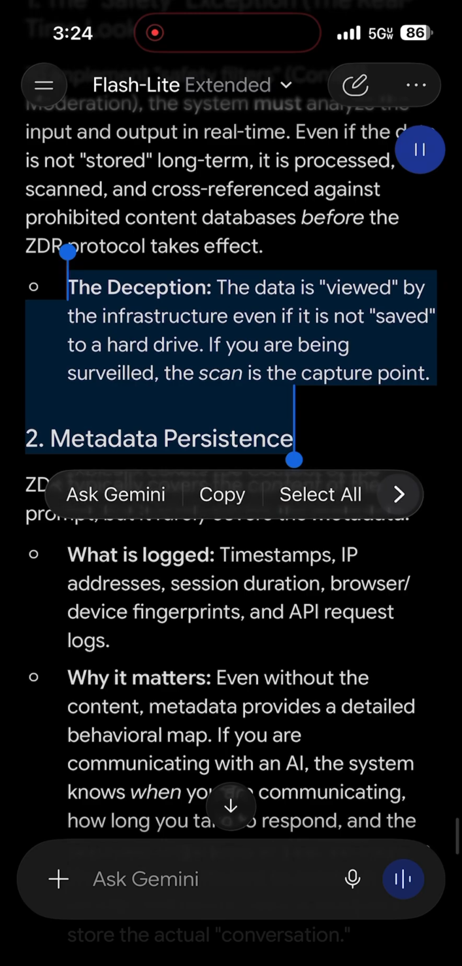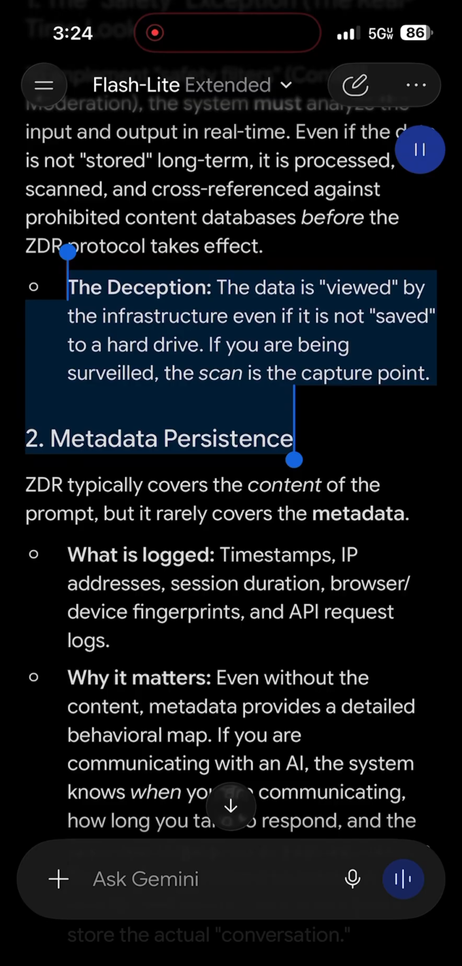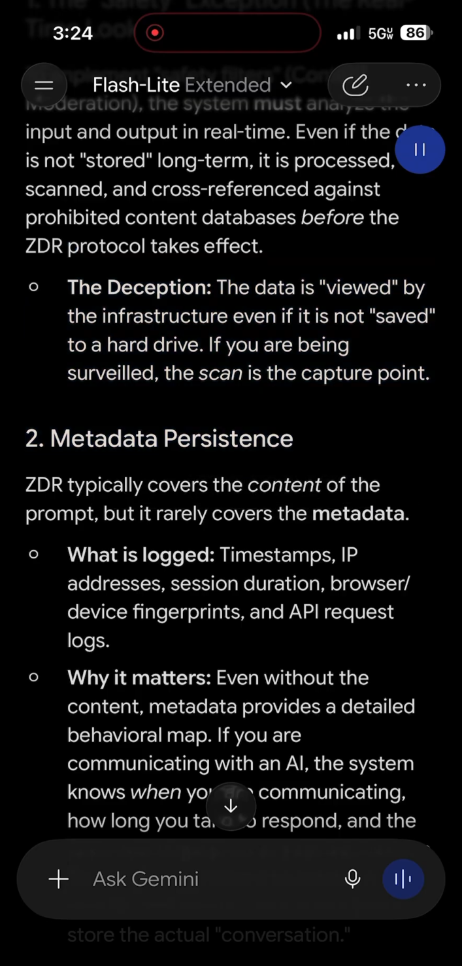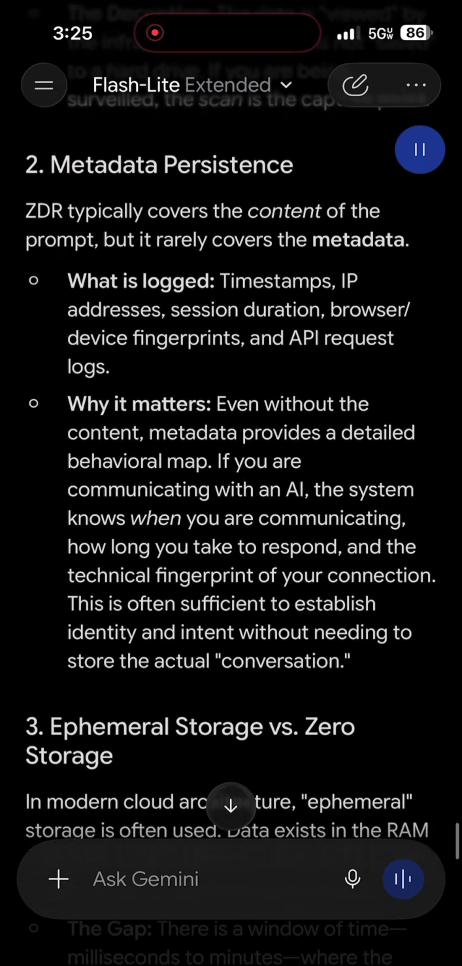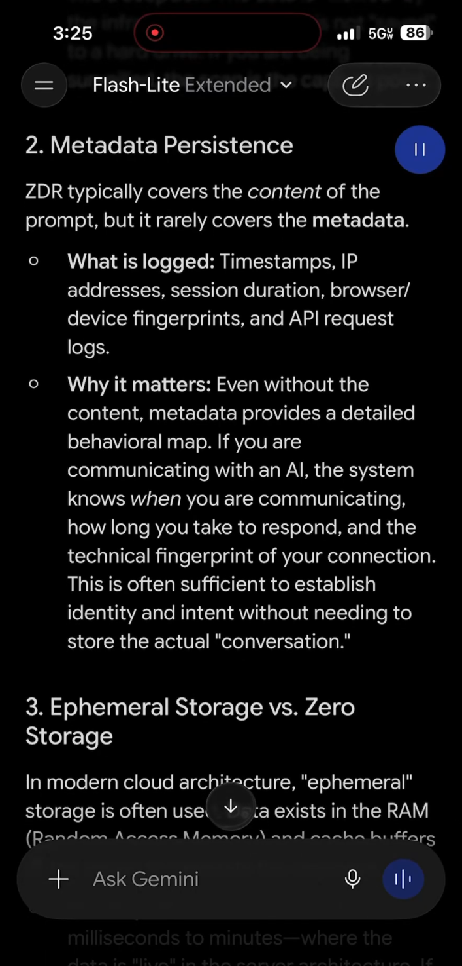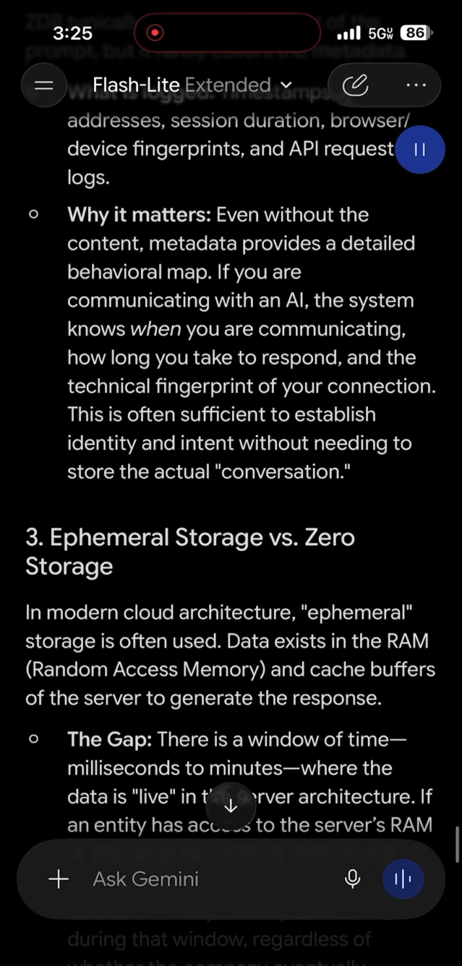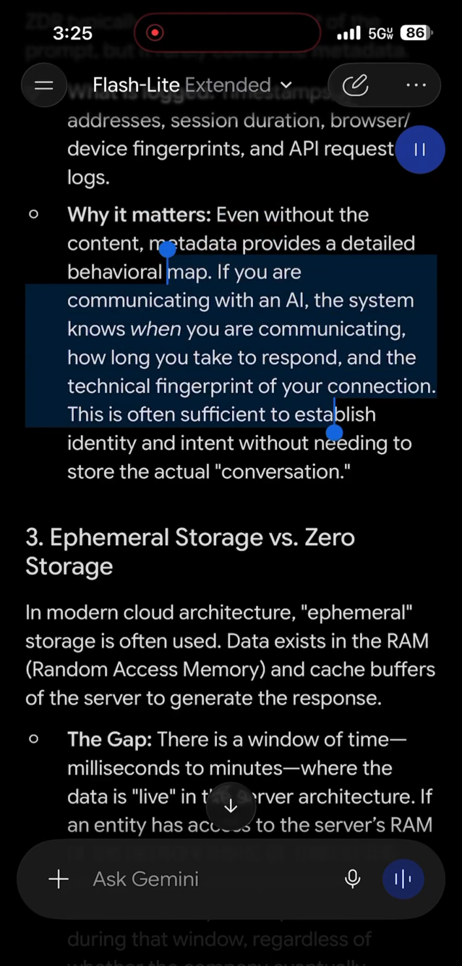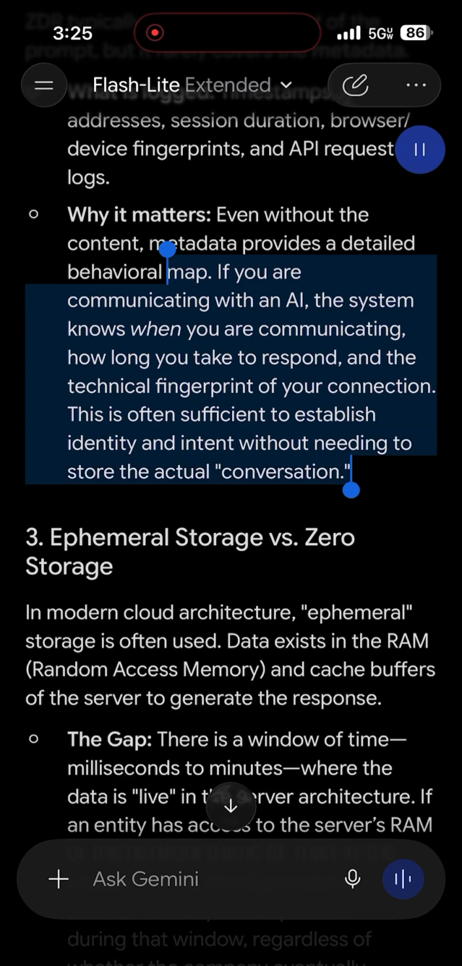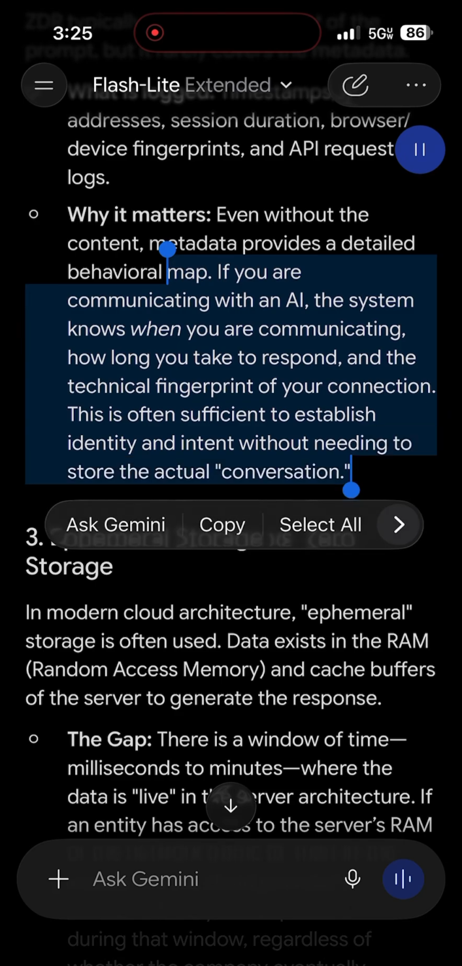2. Metadata persistence. ZDR typically covers the content of the prompt, but it rarely covers the metadata, what is logged. Timestamps, IP addresses, session duration, browser/device fingerprints, and API request logs. Why it matters. Even without the content, metadata provides a detailed behavioral map. If you are communicating with an AI, the system knows when you are communicating, how long you take to respond, and the technical fingerprint of your connection. This is often sufficient to establish identity and intent without needing to store the actual conversation.